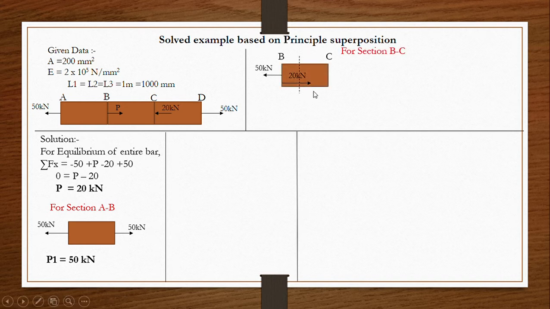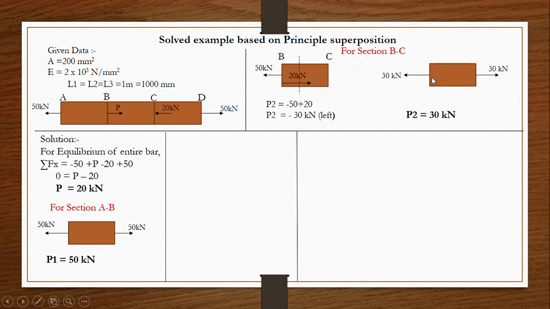For the second part, that is BC, taking this part B and C, we have the value of P as 20. As it is the middle part, we will take the 50 kN. So we can say 50 kN is on the left hand side and 20 on the right hand side, as the value of P is given. So minus 50 plus 20, we get the answer as minus 30. Minus 30 means it is on the left hand side. So this will be 30 on the left hand side, meaning it is pulling. So the opposite side is also pulling. So positive 30 as it is compressive.